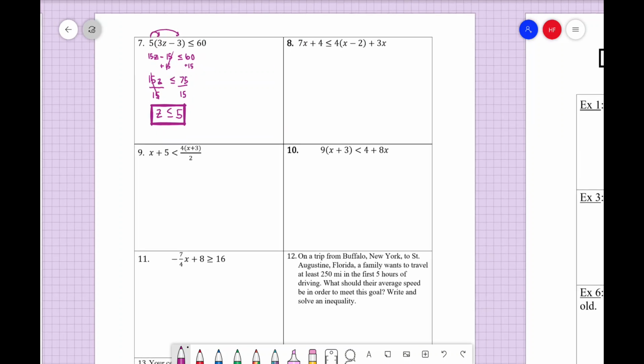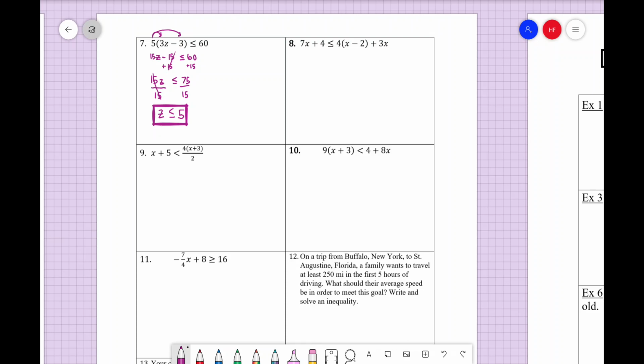Number 8, we've got 7x plus 4 less than or equal to 4 times x minus 2 plus 3x. So we've got a lot going on in this problem. I'm going to work with this right side first, since it has the most happening. So 7x plus 4 is just going to keep carrying on. So 4 times x is 4x. 4 times negative 2, negative 8. And then that plus 3x in the back.